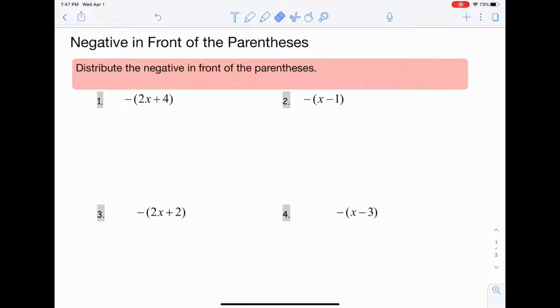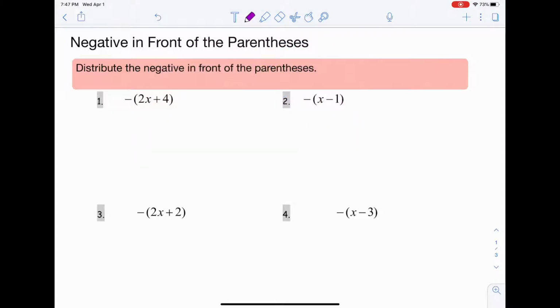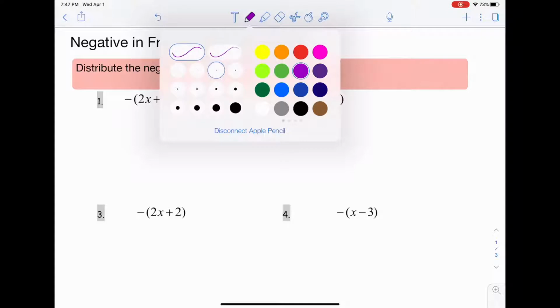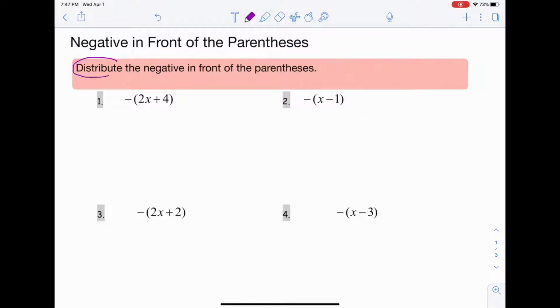Hi guys, so today we're going to be learning about what it means when there's a negative in front of the parentheses. Well, we know when there's a number in front of the parentheses, it means to distribute. And if we read the directions, it says distribute the negative in front of the parentheses. Now ask yourself, what does the word distribute mean again? Well, the word distribute means to multiply.